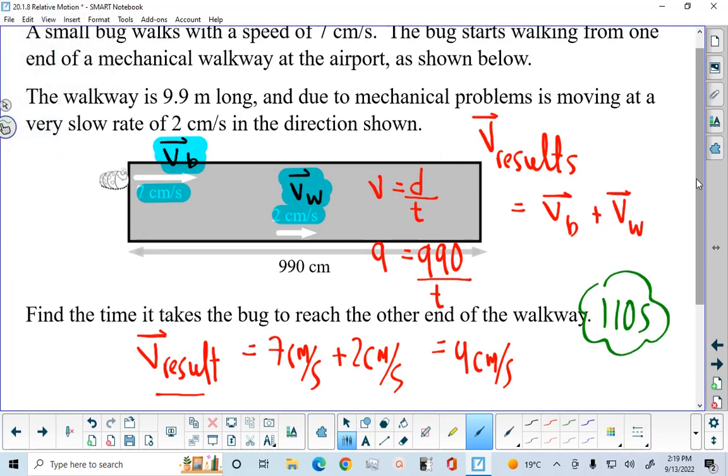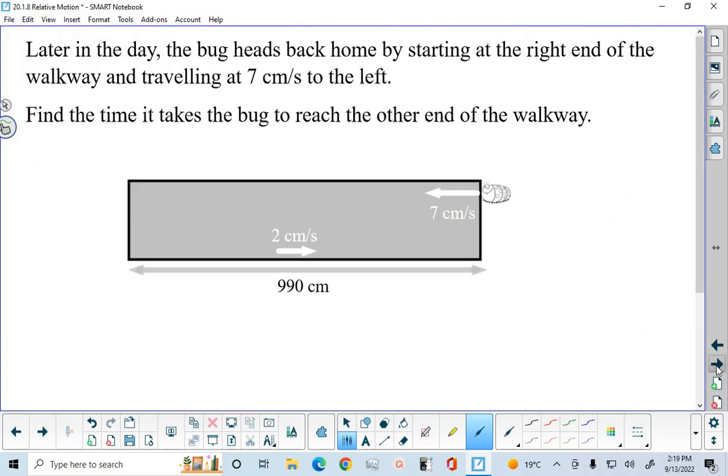Now, let's stop for a second and think a little bit further. Okay, later on in the day, the bug heads back home. I don't know what the bug was doing at the airport all day, but now it's time to go home, so the bug gets back on the walkway, but it travels to the left.